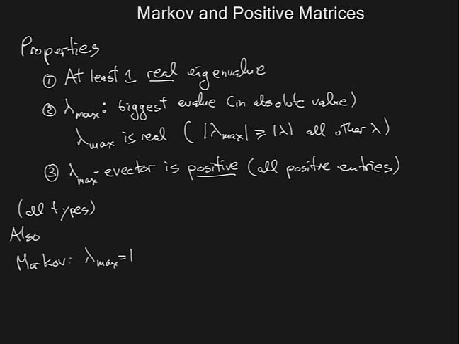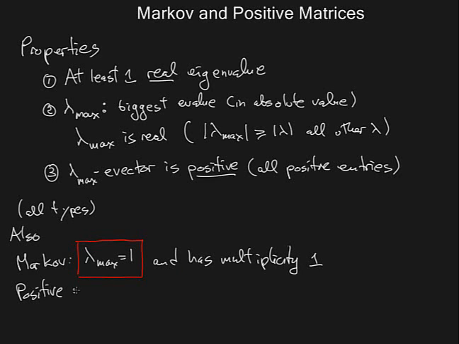Now, furthermore, in the case of a Markov matrix, this lambda max is 1. That's an important thing. That's this steady state business about Markov processes. And the eigenspace is one-dimensional. Positive matrices are similar. Well, lambda max doesn't have to be 1, but again, it has multiplicity 1. There's a one-dimensional lambda eigenspace.